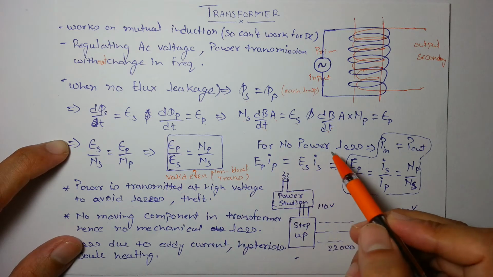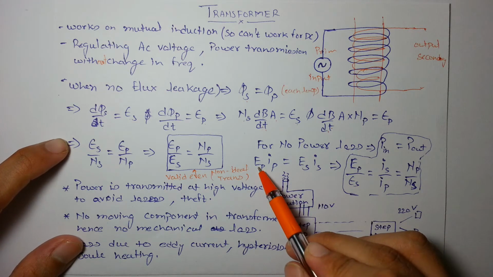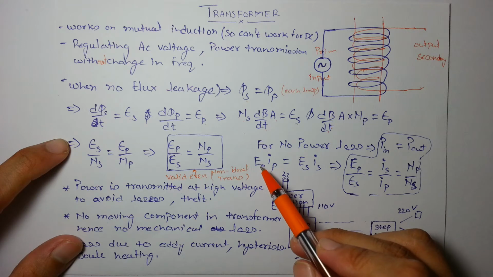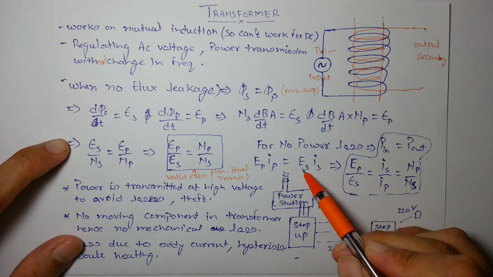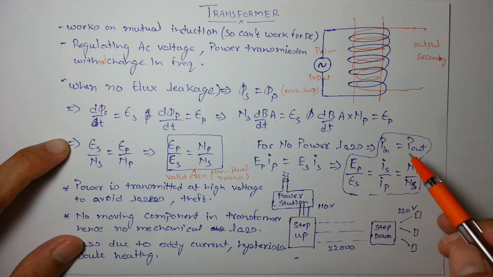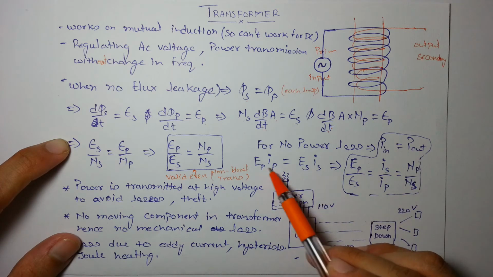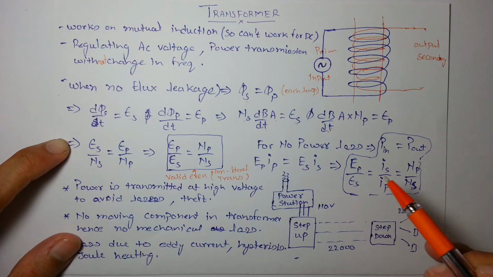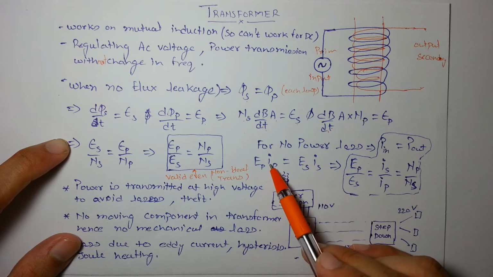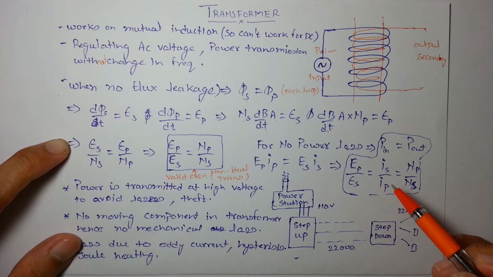But if we assume that there are no power losses, we can say the power input, which is EMF induced in primary, or voltage input into current input, is current output into voltage output. So we can also say input and output power are the same. So from this equation I can get primary voltage by secondary voltage is secondary current. Just divide this and take it here, you will get I secondary by I primary.